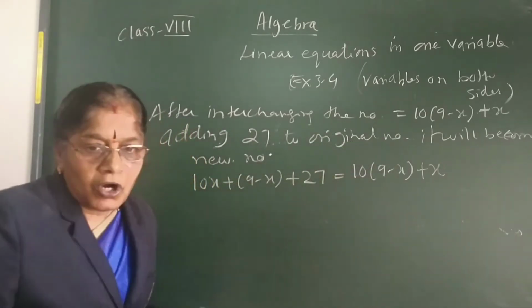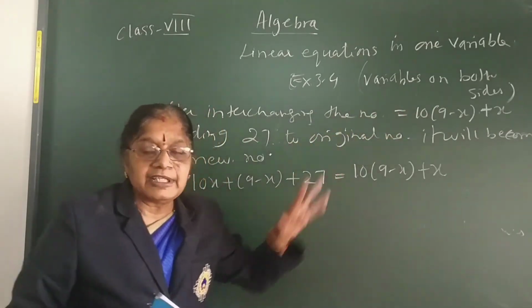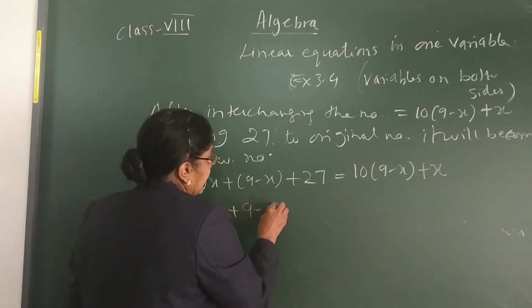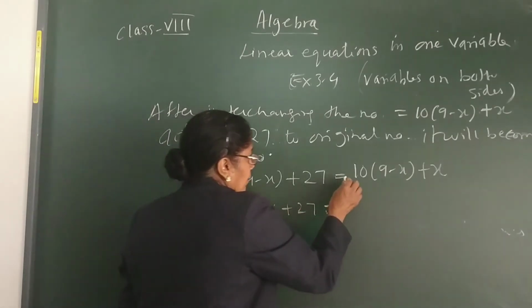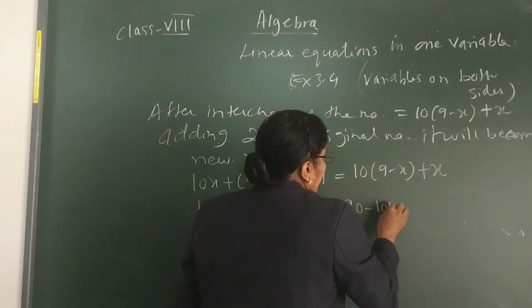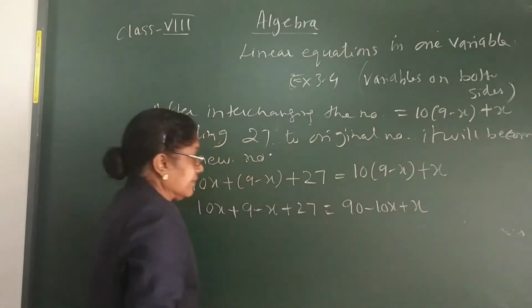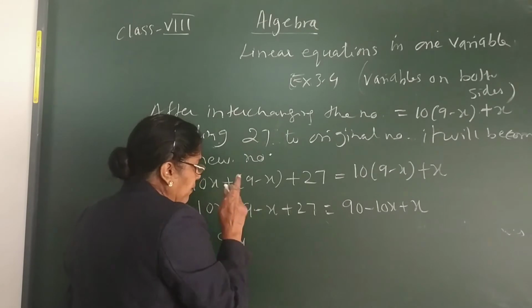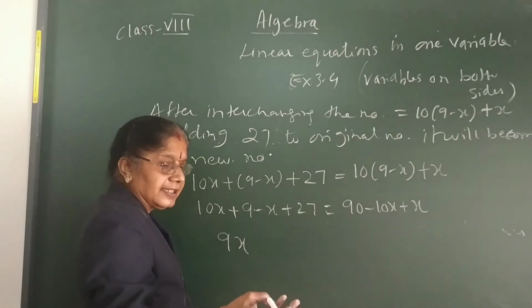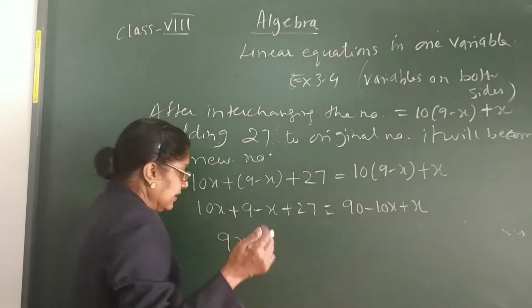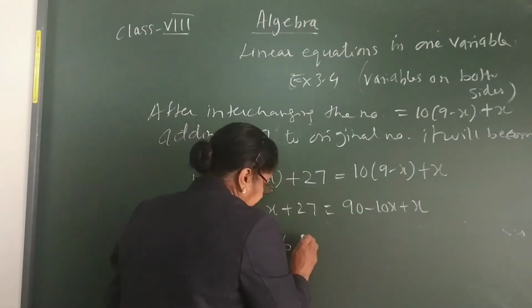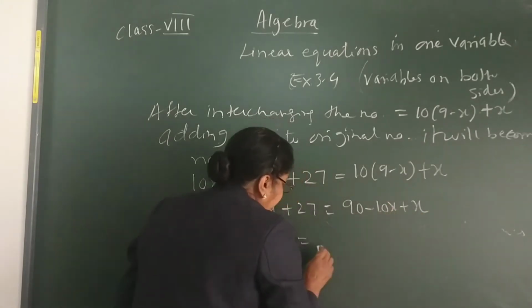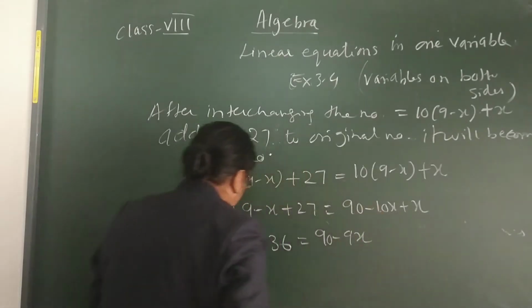This equation has variables on both sides. Now what shall I do? Here I will take 10x plus 9 minus x plus 27 is equal to 10 nines are 90 minus 10x plus x. Okay. 10x minus x is 9x. 27 plus 9, 28, 29, 30, 31, 32, 33, 34, 35, 36. So it became 36 is equal to minus 10x plus x. Like terms, the sign is minus. So the answer will be minus 9x.